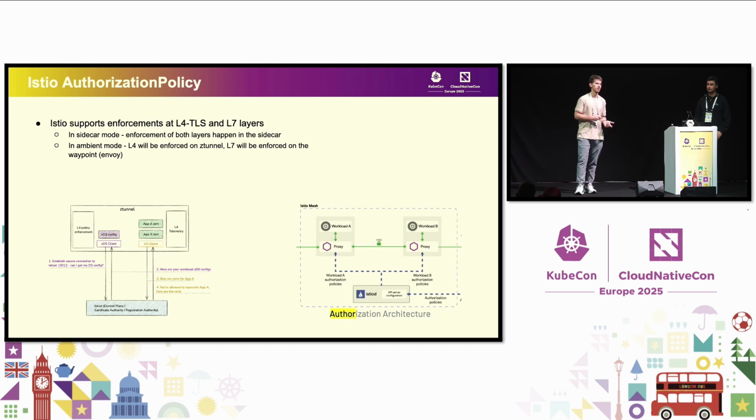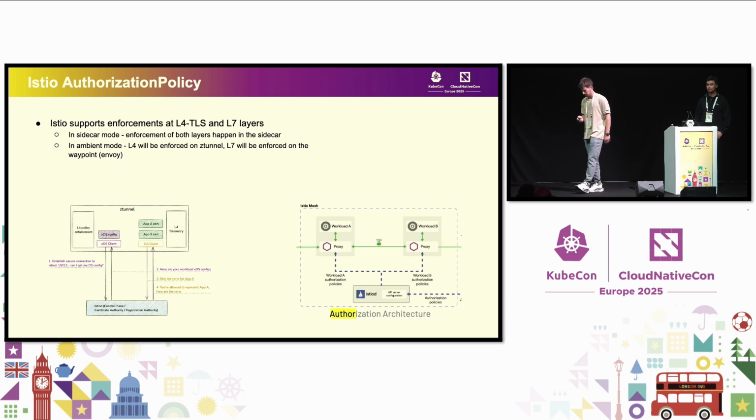Network segmentation. Now, Istio supports enforcement not in the L3, not in the IP layer. It supports enforcement on the L4 TLS and the L7 layers. And what it means, for all of you that are keeping up to date with the advancements, right now we have 2 modes in Istio. We have sidecar, we have ambient. We're not going to go into this. But the enforcement basically happens in different parts in these modes.